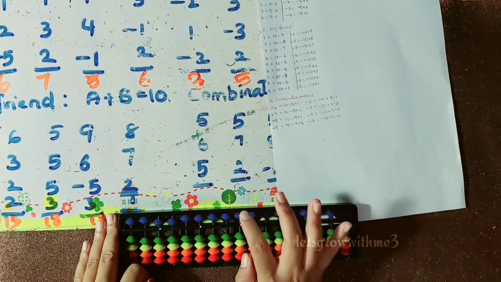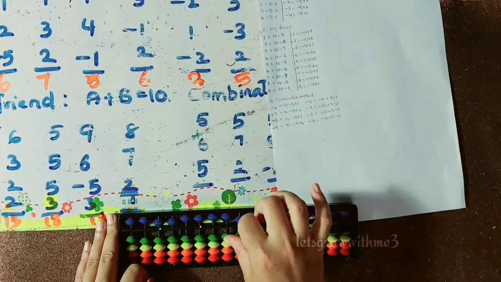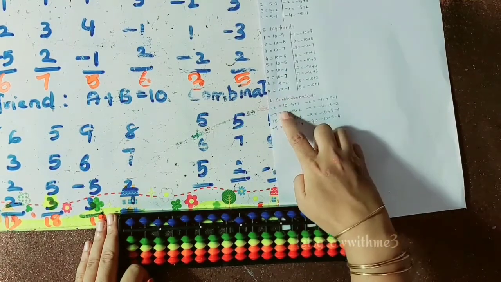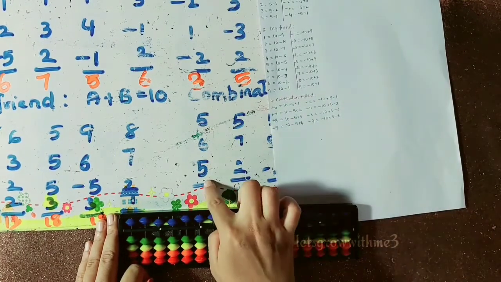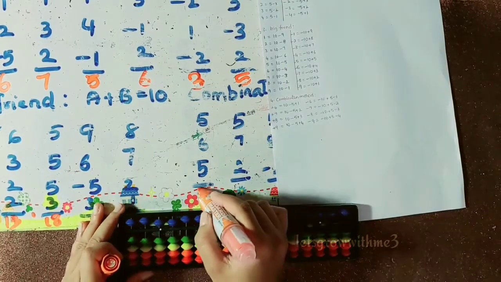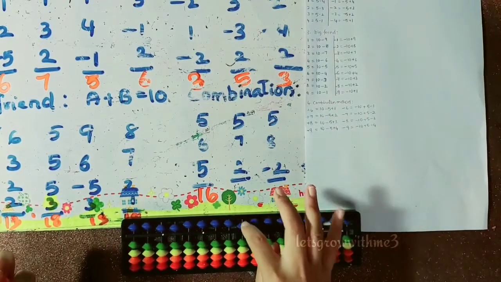Okay, so 5 plus 6. So how to get the 6? Plus 10 minus 5 plus 1. Next we have plus 5, one more 5. That's it, that's the answer. 16. So let's see the next question.